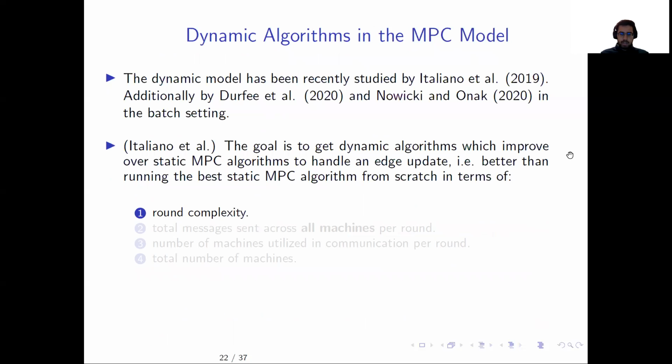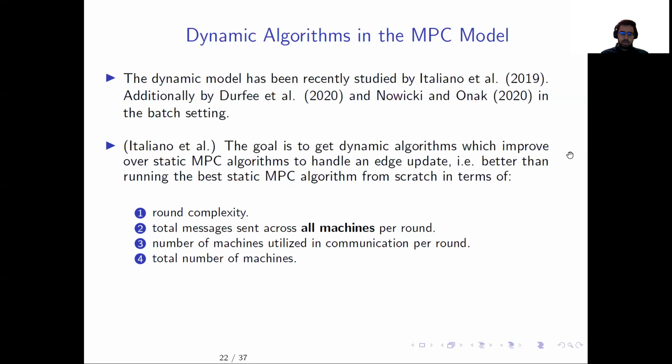So dynamic algorithms in the MPC setting have been recently studied by Italiano, Durfee, Novicki, and Onak. And so the goal of dynamic algorithms in the MPC model is quite similar to that in the sequential setting. Because we just want algorithms which can efficiently handle updates while taking fewer rounds, messages, and total number of machines involved in the communication, and if we can minimize the total number of machines that we use in our algorithm, that would also be nice.